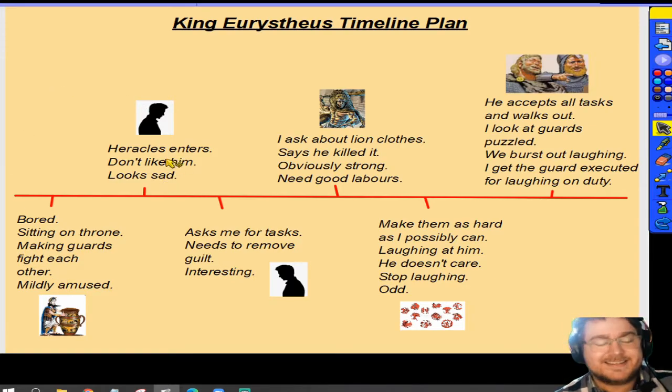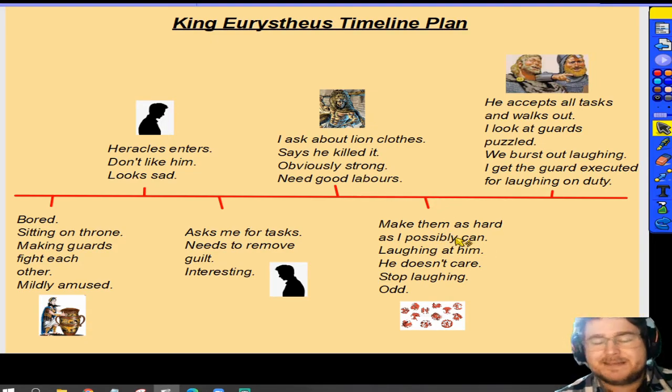Heracles enters. Instantly I don't like him. He looks sad. I've written down what I notice as well. He asks me for tasks. He needs to remove guilt. This is interesting to me. There's a lot of things I could say about what I'm feeling about what he's telling me there. I notice, well, the king noticed the lion clothing. He's got a lion on his head. I asked him about that. He says he killed it. So that makes me go, oh, he's strong. So he needs good, hard challenges, some good tasks.